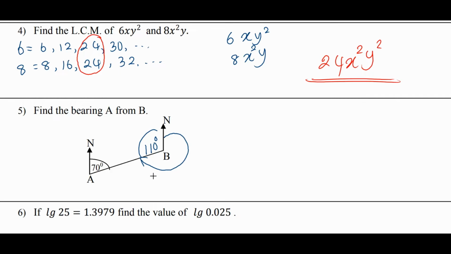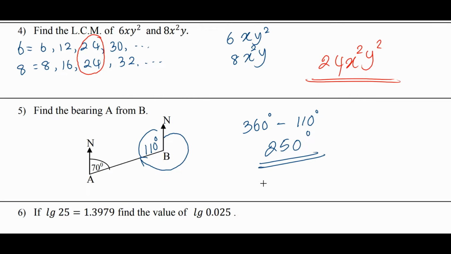Then you know the point B is completely 360 degrees around a circle. Therefore, we can find this bearing angle is equal to 360 degrees minus 110 degrees. Therefore, the answer is 250 degrees. This is the bearing angle of A seen from B. Bearing is always calculated in the right hand side direction.